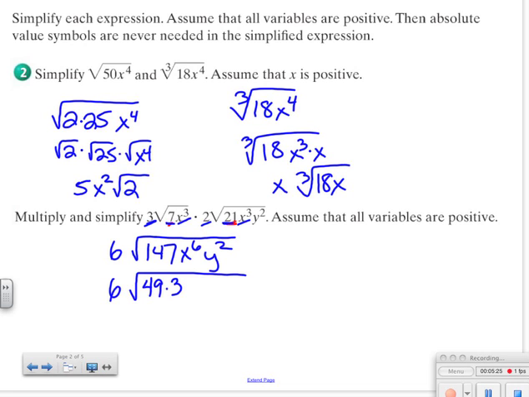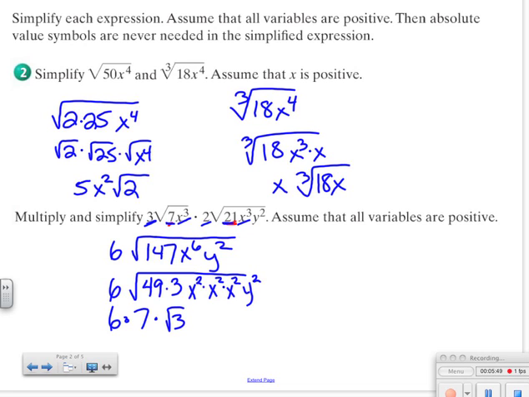Then this x to the 6th can be broken down: x squared times x squared times x squared. And I've got y squared. And then I'm going to take the square root of each of the pieces that I can. So 6 just stays on the outside. It gets multiplied by the square root of 49, which is 7. I can't do anything with the square root of 3.